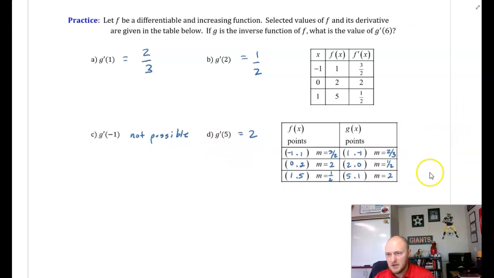All right, now that is finding the derivatives of inverse functions. They're reciprocals. You use the mirror point and the slopes are reciprocals.